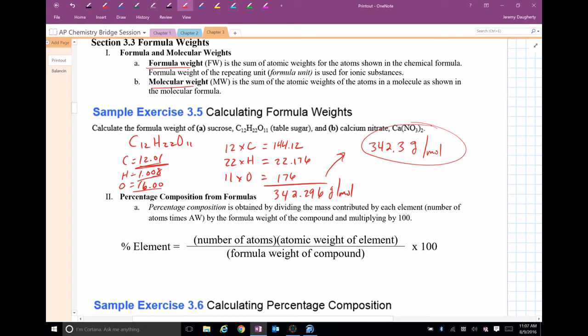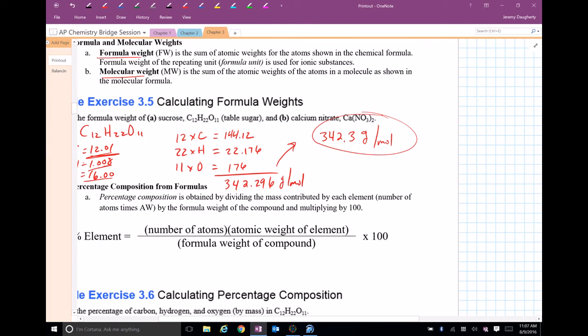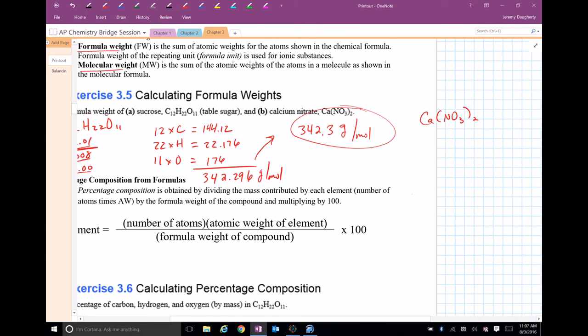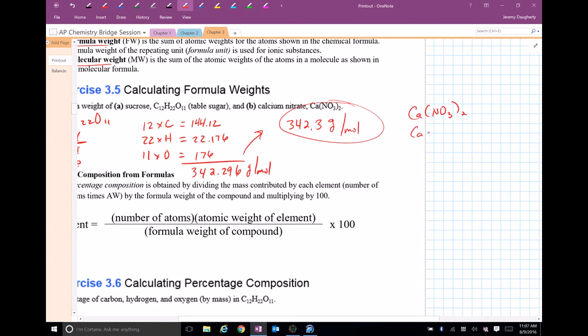Let's do calcium nitrate just because it has that parentheses there. Sometimes people make mistakes on parentheses. So here's calcium nitrate. For this we're going to take calcium. We have one of them, so I'm going to take 1 times 40.08. I've got 2 nitrogens, so I'm going to take 2 times 14.01. And then I've got 6 oxygens, which is 6 times 16.